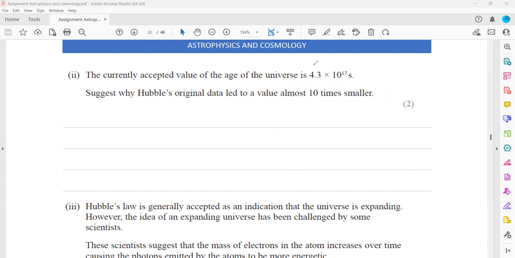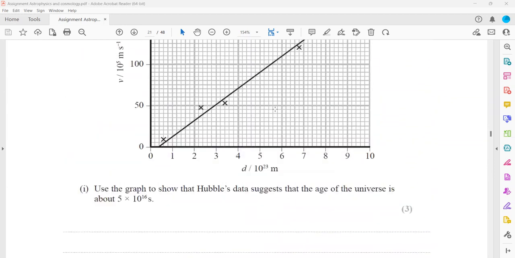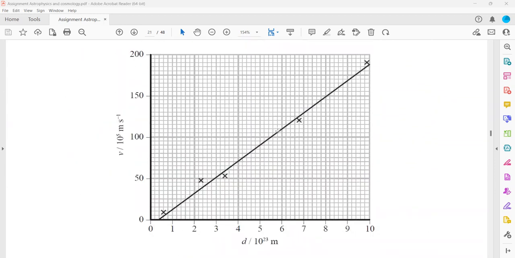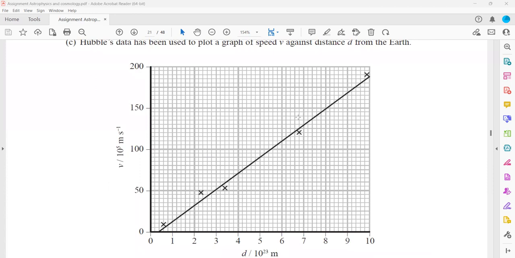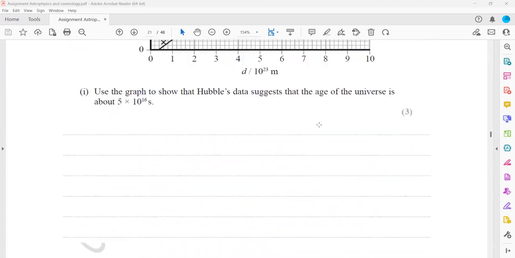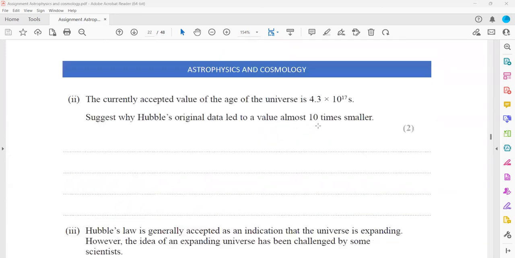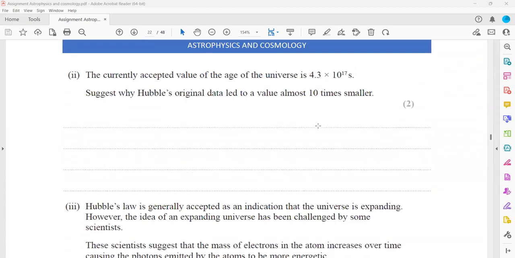Because in this data, we did not plot the galaxies which are too far from us. Only a few galaxies are plotted here in this original data. So few galaxies are there, so there is a higher uncertainty in the value of the Hubble constant. That's why the value appeared to be much higher than the current value.